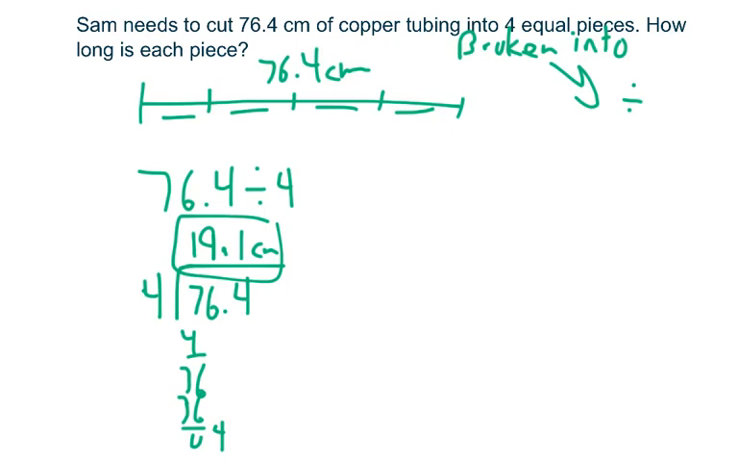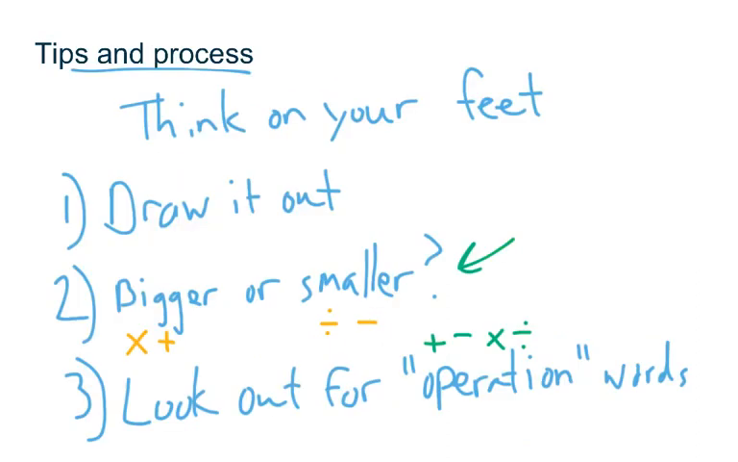So just to recap everything here, tips and process. 1, you got to think on your feet. There's no method for every problem out there. 2, try drawing it out. It really helps. Then think about whether you're going to be making something bigger or smaller. And then look for maybe some sort of operation words, or try to figure out what the operation is that you need to use. Are you doing addition or are you doing multiplication? Something like that. So good luck with your practice and homework, and let me know if you have any questions.